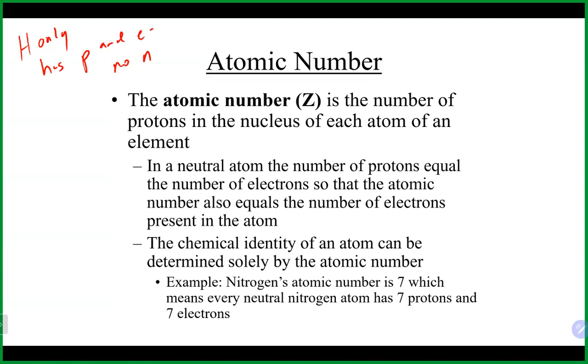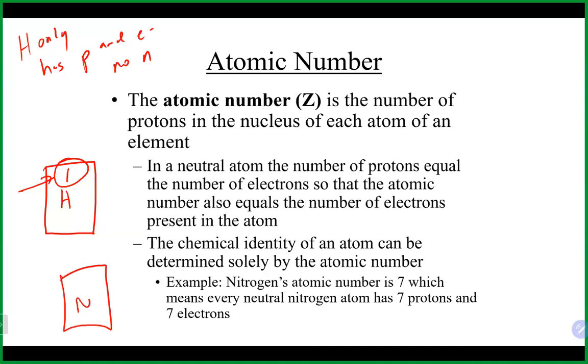Now, the chemical identity of an atom can be found by the atomic number. And if you go to the periodic table, we can find the atomic number. It is the number up on top of the symbol. So hydrogen is 1. If we look at nitrogen, it has a 7. And that means that nitrogen would have 7 protons and 7 electrons if it is neutral. Again, to balance out the positive and negative from each other, they would have the same number.